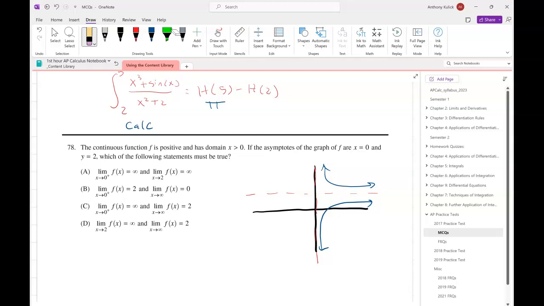So if I look, as I approach 0 from the right, I either need to be going to positive infinity or negative infinity, correct? So I can cancel out b, because as x approaches 0, y is going to 2. That's not right. And I can discard d, because there's no limit as x approaches 0 from the right. Like we know that has to be one of my limits. So I'm down to 50-50.